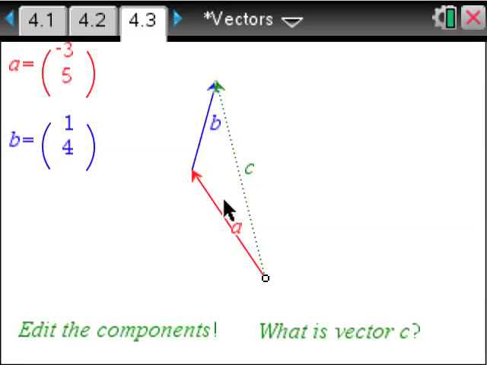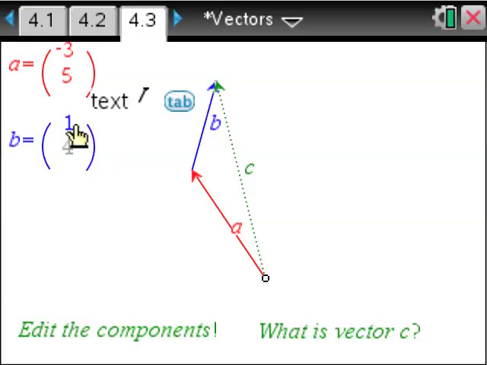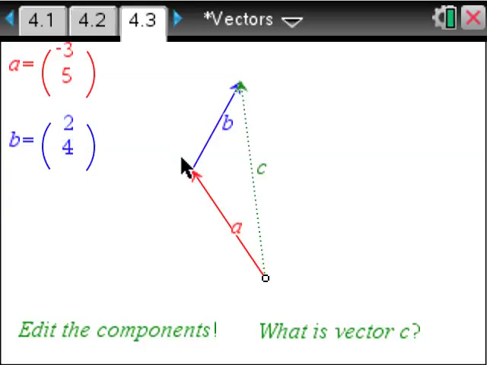On page 4.3, what you can do is move the whole diagram around and change the components of vector b. Let's just change the first component from a 1 to a 2, and the diagram updates accordingly. And maybe students can start to conjecture what the components of vector c are from already seeing the components of vectors a and b.